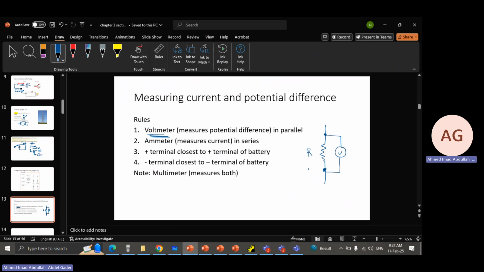And if I wish to measure the current, we say we measure the current through a resistor, then the ammeter, which is symbolized by a circle with a capital A inside, must run the same line as the resistor. So it is in series with the resistor.